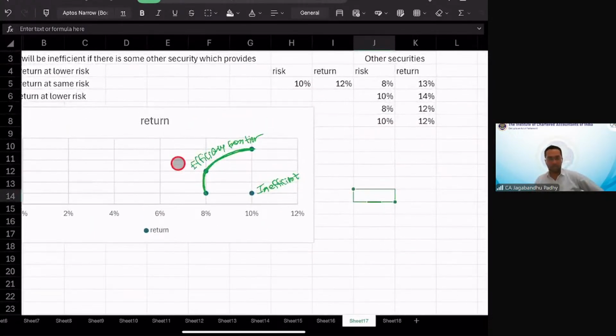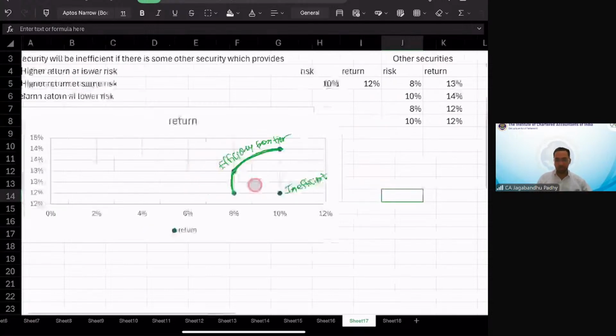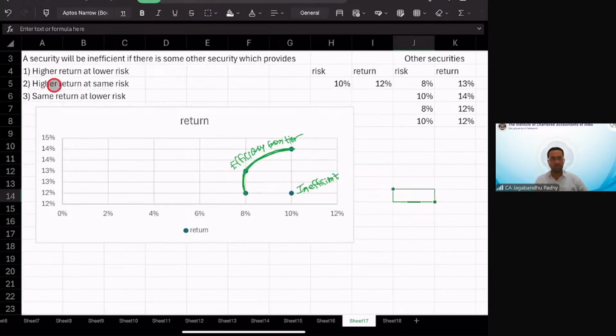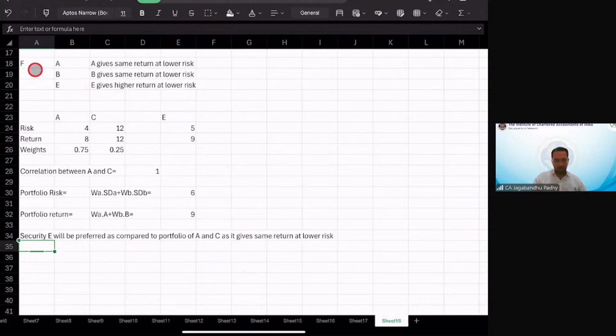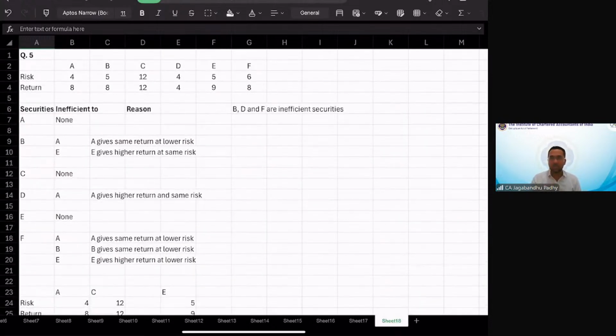And then we finally learned about the efficient frontier and the efficient and inefficient securities with the rules already set by Markowitz. Now, how do you identify which one is inefficient? If there is another security which provides you higher return at lower risk, or higher return at the same risk, or the same return at lower risk, then you say that the other security is efficient and the given security is inefficient. And then we completed this typical question as a practice for efficient and inefficient securities.